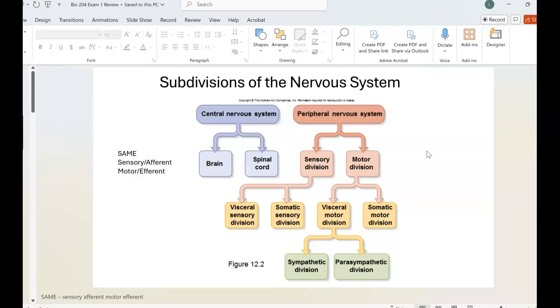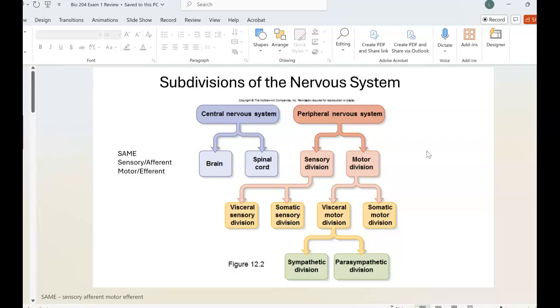Now, with our sensory and motor divisions, notice how we have our visceral and somatic. In AMP1, we tend to spend most of our time in the somatic. So anytime that you hear somatic, that has to do with skeletal muscle, bones, joints. And then visceral is really where we're at in AMP2. So all of those visceral gut systems like our cardiopulmonary, digestive, urinary. So we have our visceral sensory, and then we have our visceral motor division.